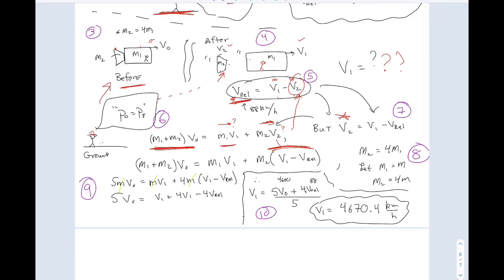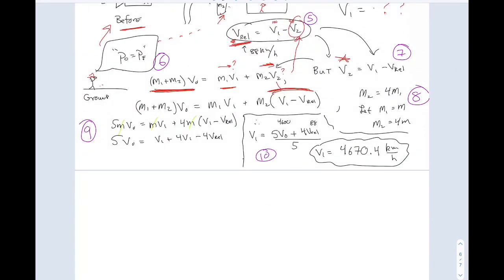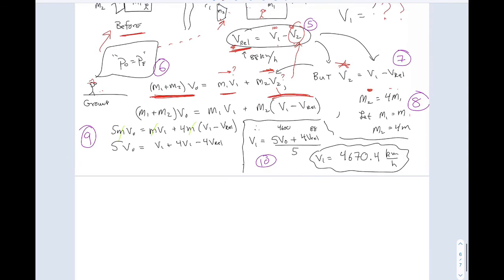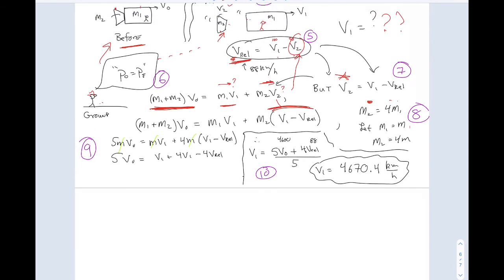To do the algebra nicer, they told me that if the module M1 is M, the rocket motor 2 is 4 times M. So everywhere I have an M1, I put in M, and everywhere I have an M2, I put in 4M. That gives me 5. So M1 is M and M2 is 4M. Then just do the algebra and solve for V1. My V initial is 4600, my V relative is 88, and that gives me the velocity of number 1, the command module.